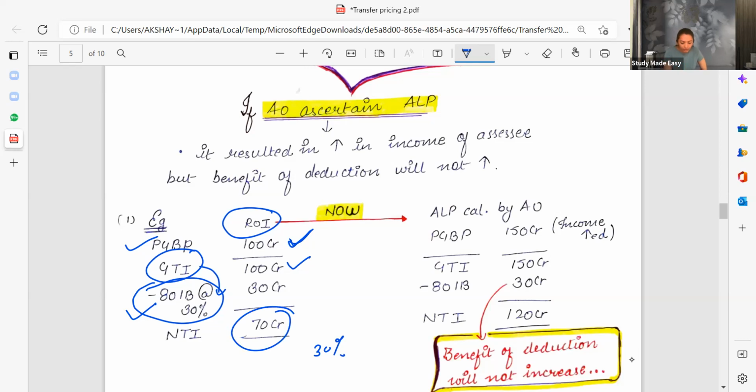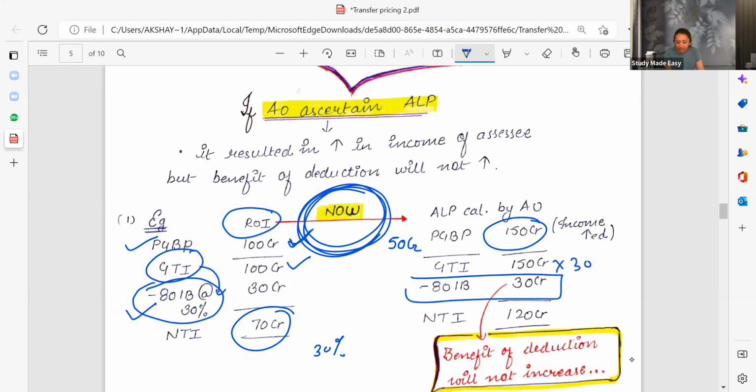Okay. Now, ma'am, after my AO has calculated my arm's length price, he says 150 crore is your income. So he has increased my income by 50 crore. Would I get an additional 30% of 150 crore? No. That means the benefit of deduction will not increase if the AO increases your income. If you yourself increase it, you can increase the deduction. But if the AO increases your income, that means it was concealed income. He has identified the concealed income. No additional deduction will be allowed.